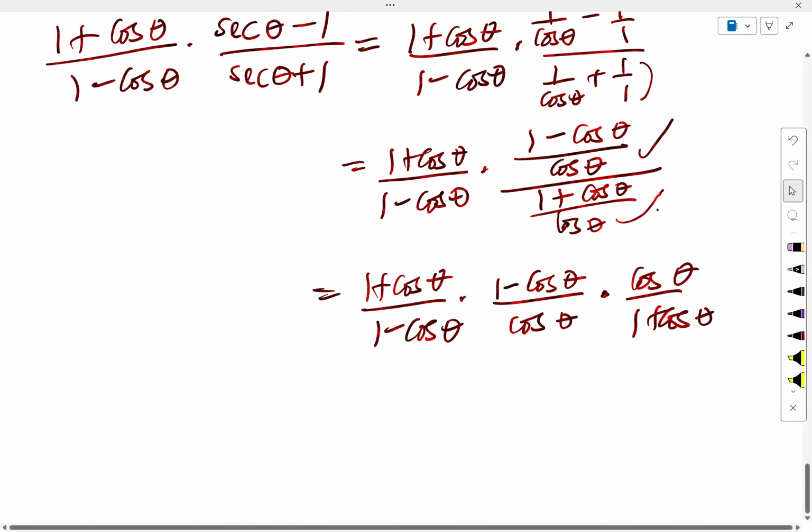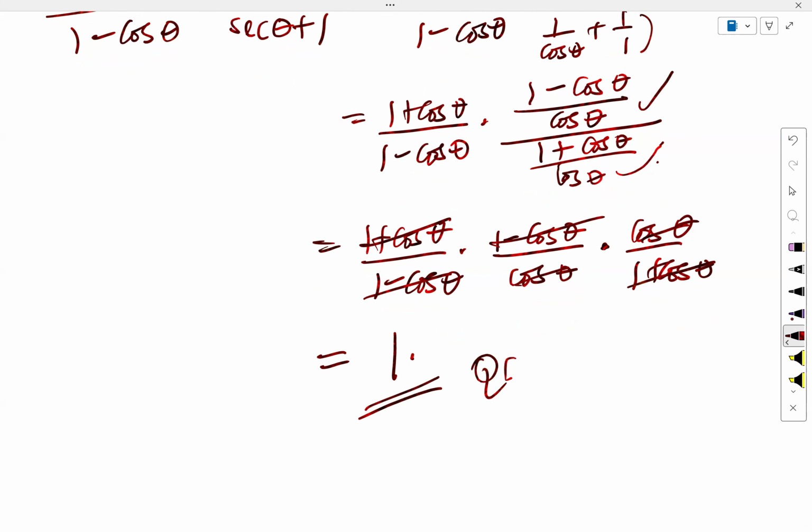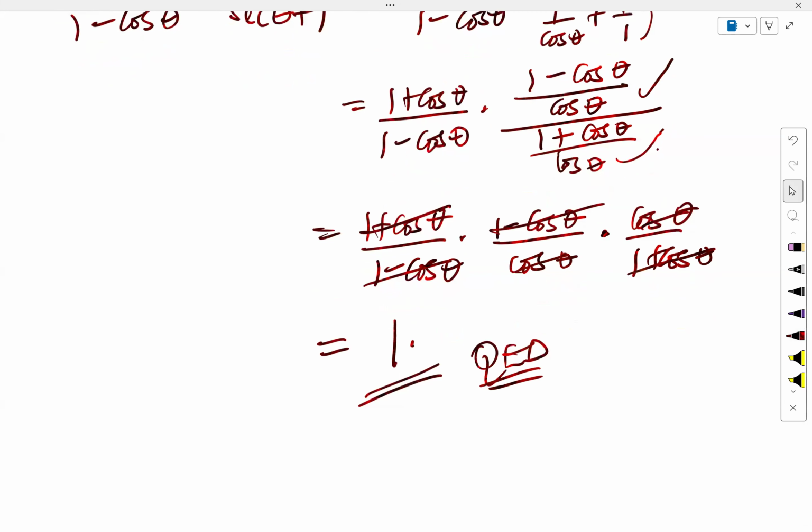So this divided by this means that to multiply by it, cos will go up and 1 plus cos theta will come down. So with this now, 1 plus cos theta cancels out, 1 minus cos theta cancels out, and you have cos theta, cos theta. So at the end of the day, everything is just 1. That is what we need to prove. Therefore, the expression is equal to 1. That is quite easily done, as some people would like to say.